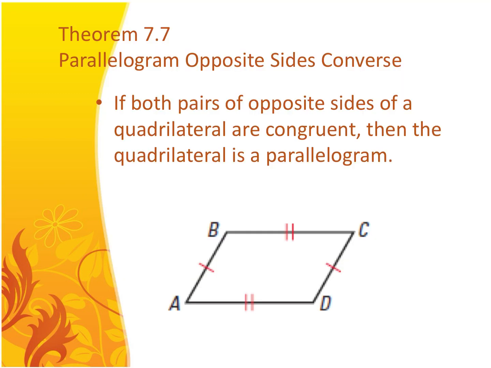We're going to start. This is the first theorem we're covering. Parallelogram, opposite sides, converse. We covered opposite sides last class, but now we're trying to prove a quadrilateral to be a parallelogram. So looking at it, it sounds very similar. If both sides, that's super important, it has to be both pairs. Okay, both pairs of opposite sides of a quadrilateral are congruent, then the quadrilateral is a parallelogram. So basically, this is like the definition of a parallelogram. No, the definition of a parallelogram has to do with parallel sides. This has to do with congruent sides.